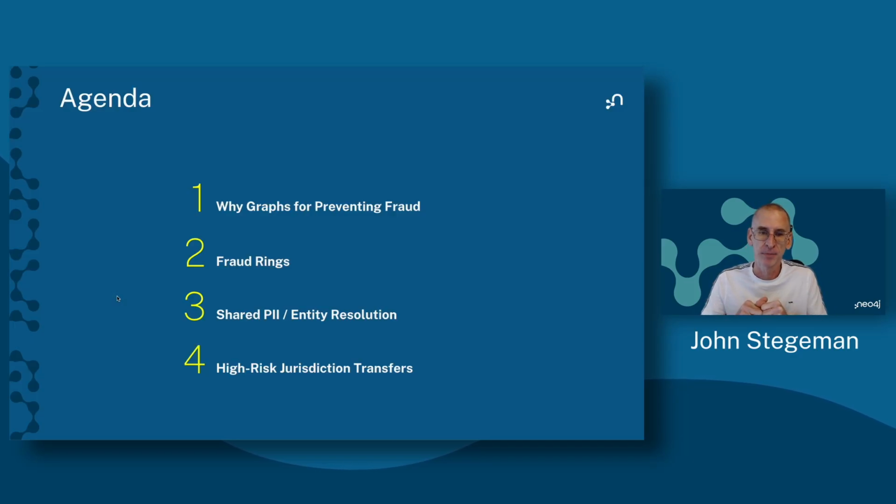For our agenda today, we'll start by looking at the problem of fraud and why graphs are a particularly good way to store and organize our data to help us prevent and investigate fraud. Then we'll jump in and look at three particular types of patterns in that data that we can detect rapidly using a graph database. Things like fraud rings, shared PII, and transfers of money to high-risk jurisdictions. We'll take a look at how graph databases can help us solve these particular suspicious problems.